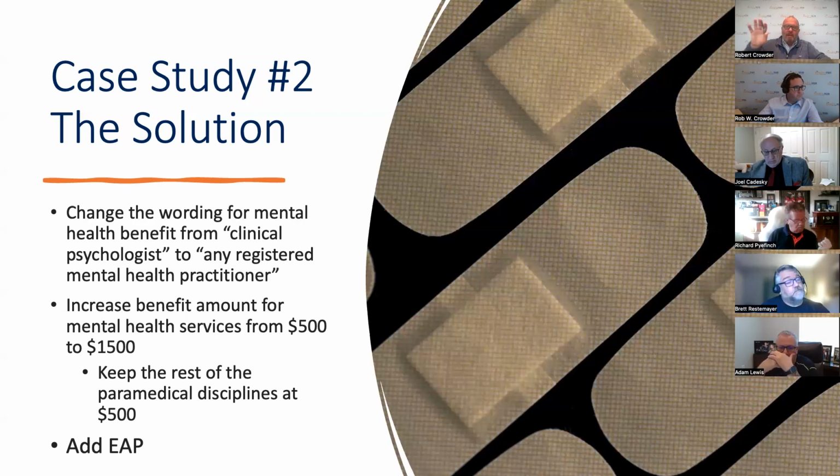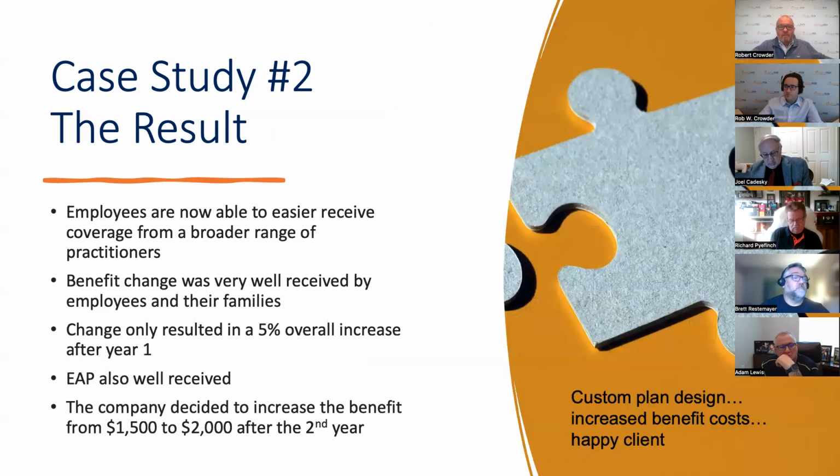And the key thing was putting it in its own silo as well. So it kept all the rest of the paramedical disciplines at $500, we didn't change that list, but we just put that in its own silo. And we also added an EAP program. And the result was amazing.